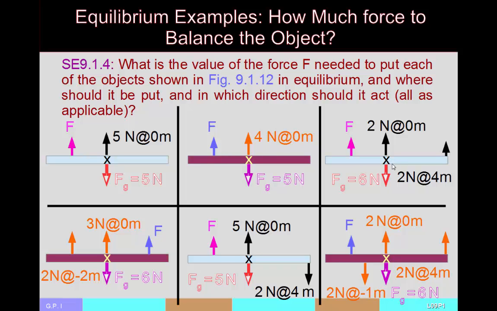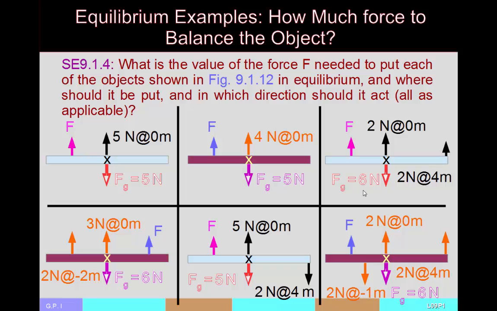So you cannot balance this system. For this one right here, we have 2 newtons up and 6 newtons down. Then we have 2 more newtons up. That means that we need a total of 2 more newtons up here in order for this system to be balanced. So where does it need to be? Again, let's choose this to be our axis of rotation.